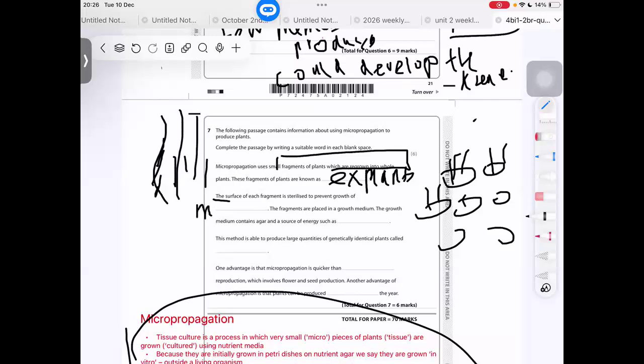Microorganisms. Yes, it could be microorganisms. So you can be specific and write fungi, bacteria, pathogens, right? They have given marks for any of those. And microorganisms is good. So the fragments are placed in a growth medium.